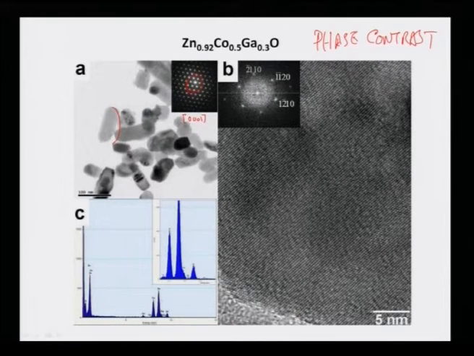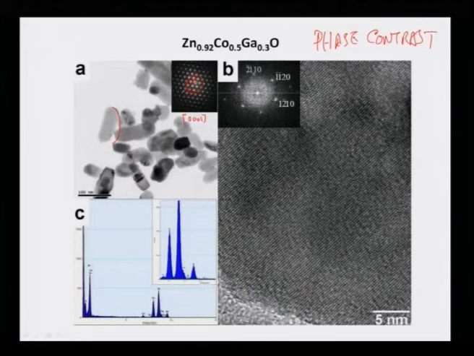As you know, the transmitted beam which has passed through the sample has not undergone any kind of diffraction, so it contains a certain phase of the electrons. On the other hand, the diffracted beams have undergone diffraction, so they contain phase information. Phase means the electron phase.